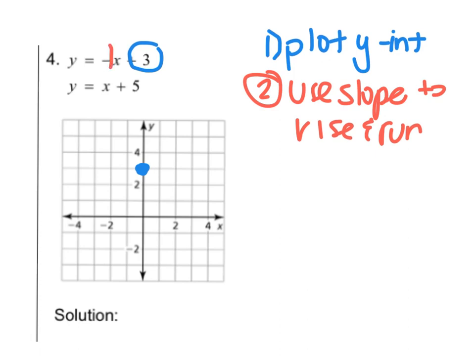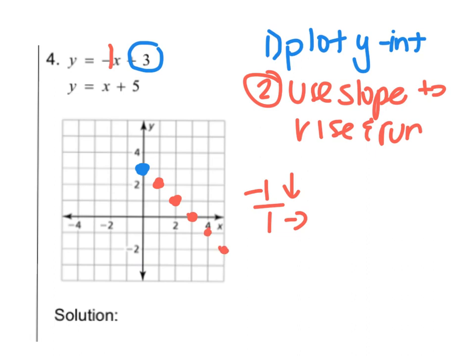So if my slope is negative 1, I'm going to make that into a fraction, negative 1 over 1. Directionally, the negative 1 on top tells me I need to go down. And the 1 on bottom, which is my run, is positive, so I need to go to the right. So from the point I've already plotted, I go down 1 and right 1 and put a point, then down 1 and right 1 and put another point, and I continue this pattern until I can't do that anymore.